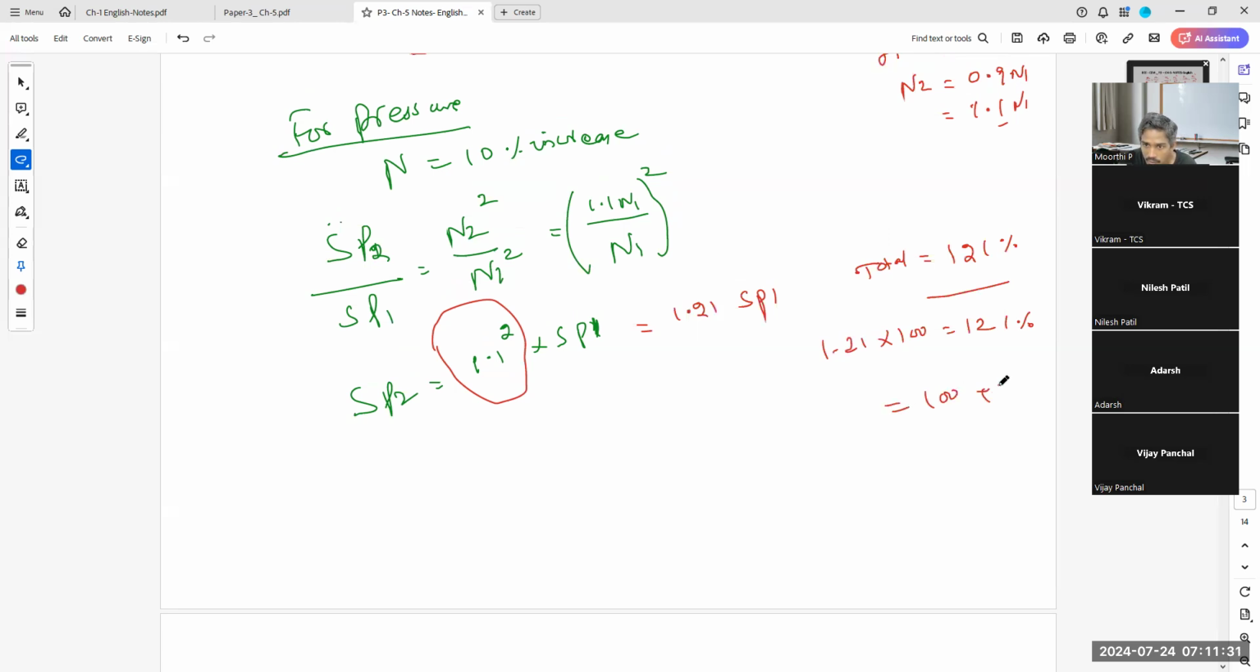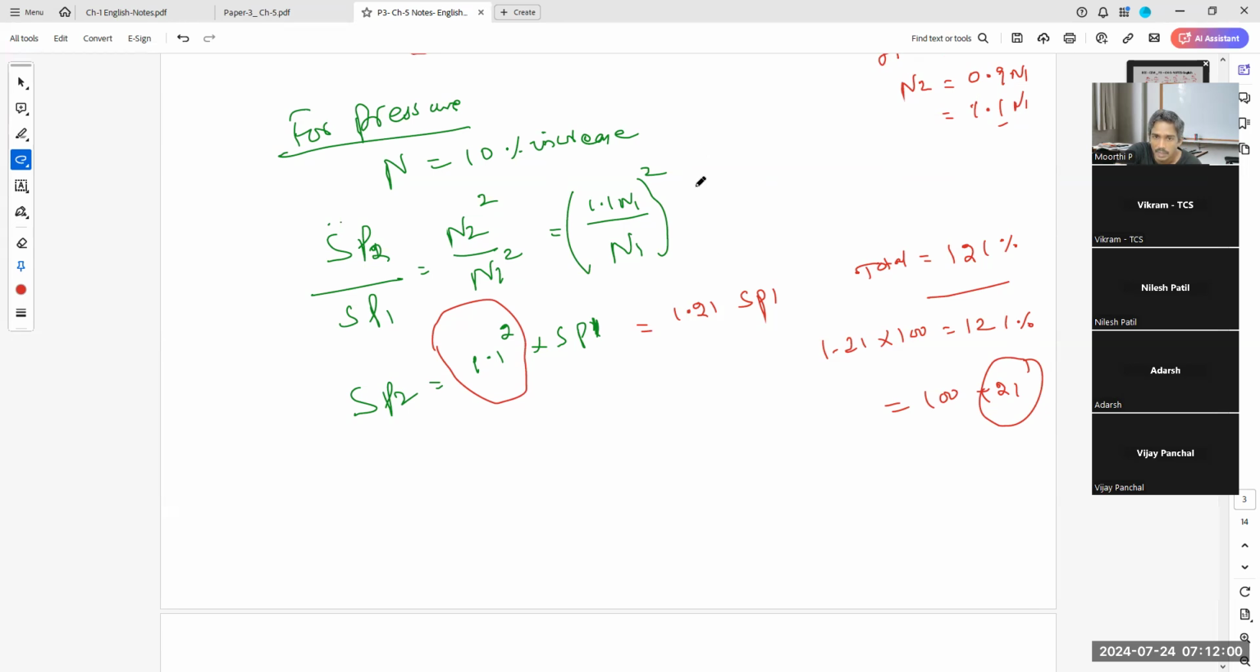This you understand? Total 21%, total 121%. That means 21% increase. Final pressure. Can you imagine? Can you understand? Quickly tell me. Vikram, Nilesh, others. Quick answer. Understand, na? Yes.